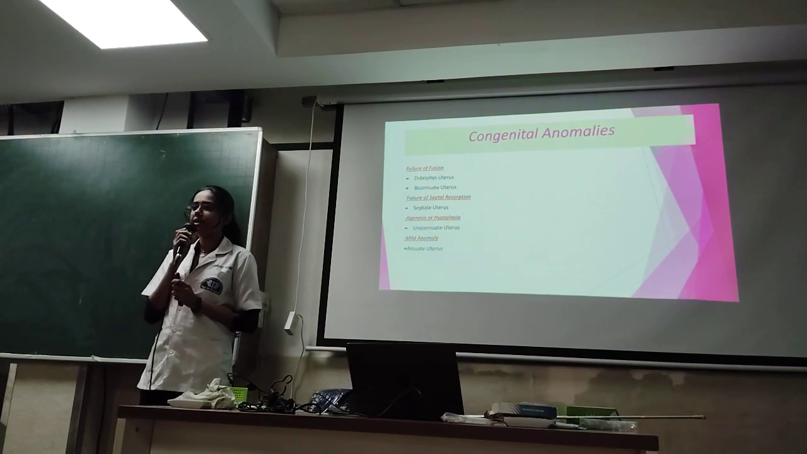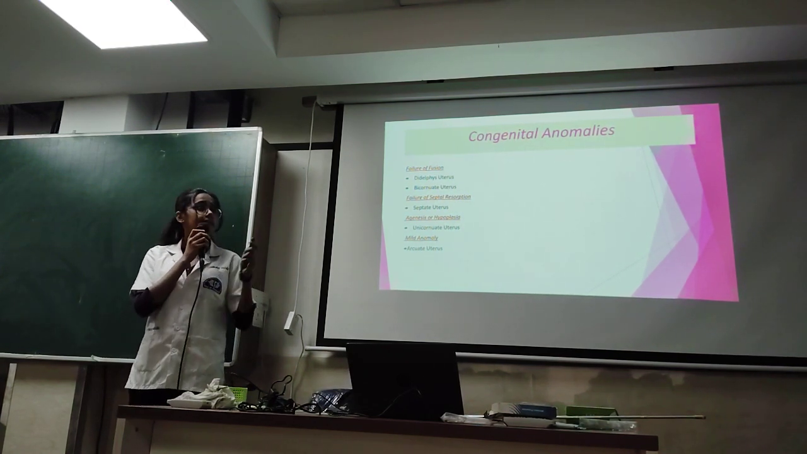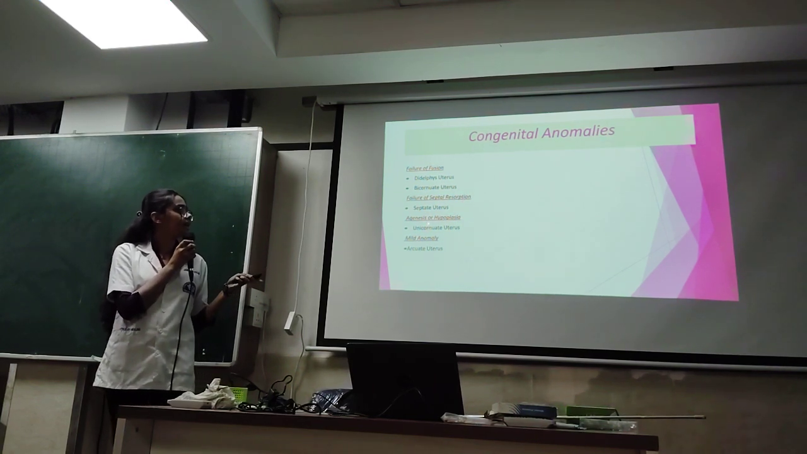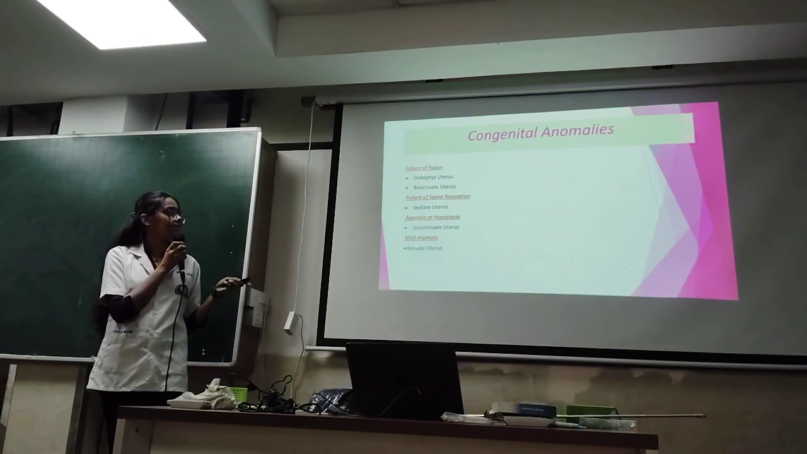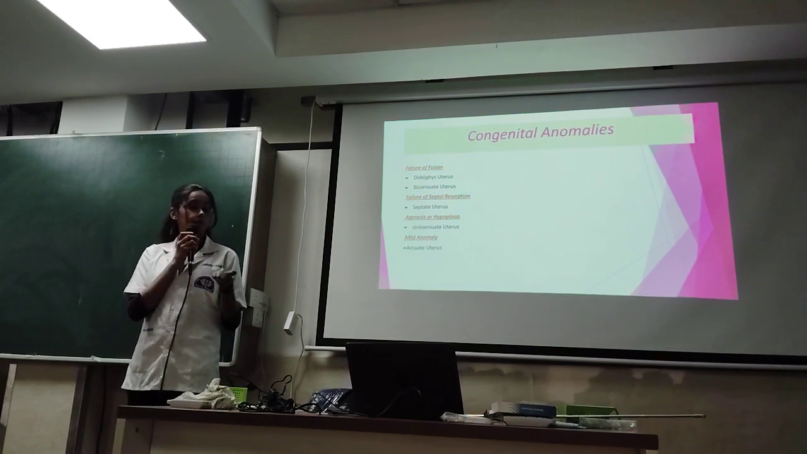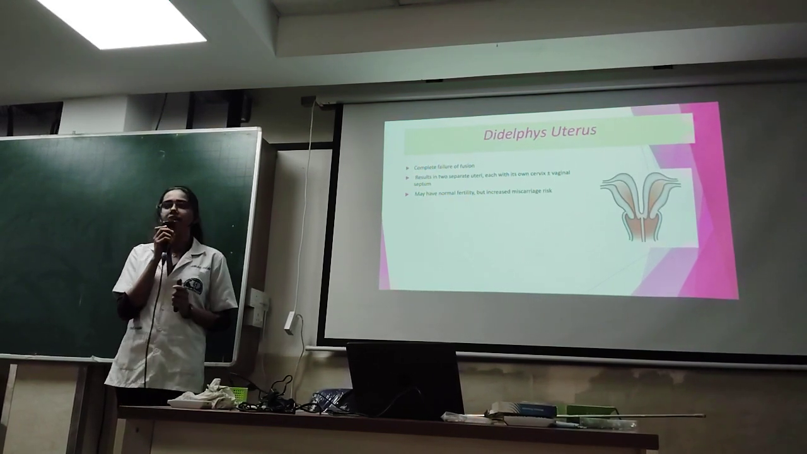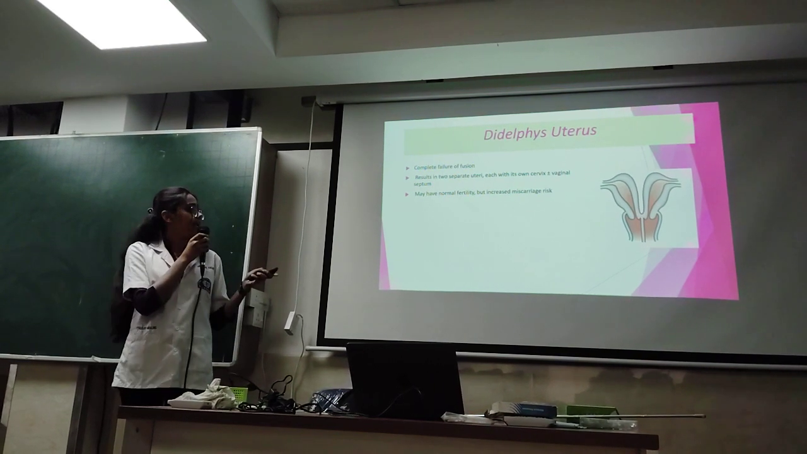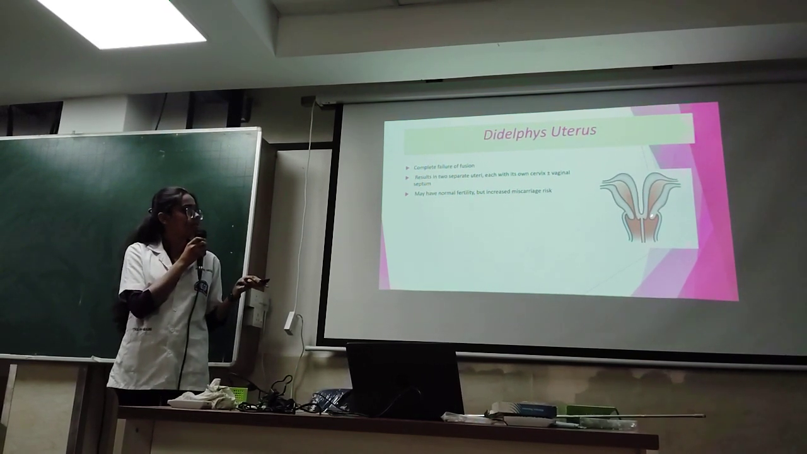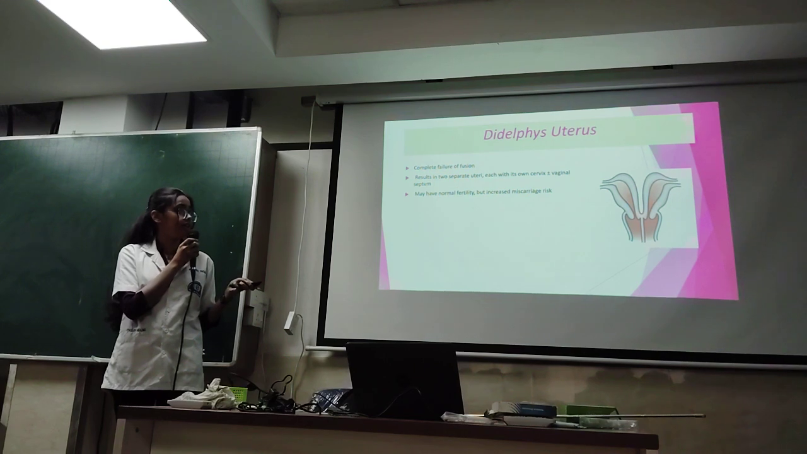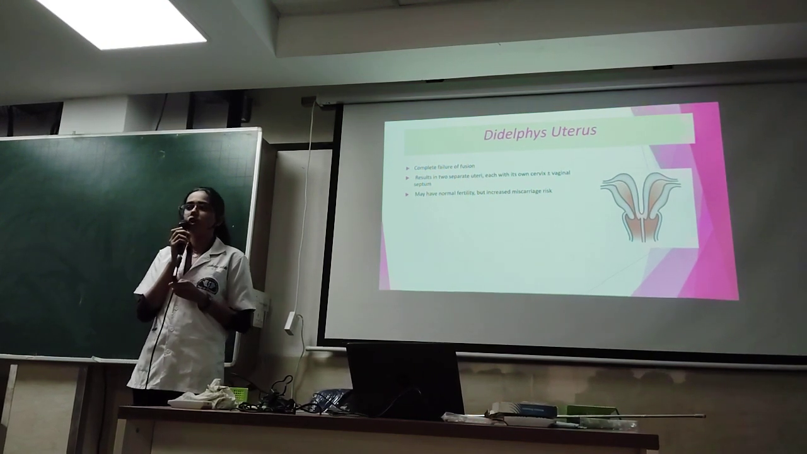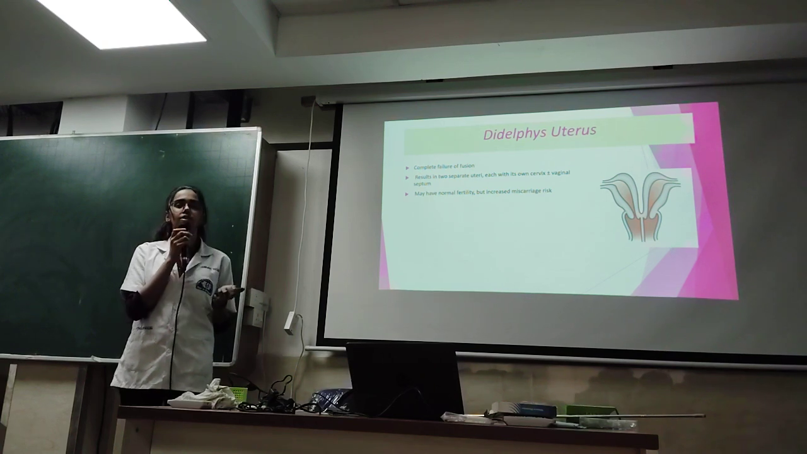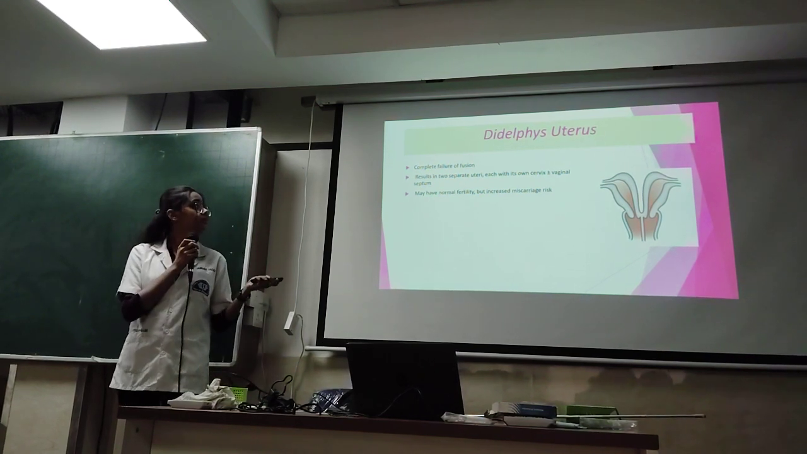Talking about the congenital anomalies, we can classify them into a few types: failure of fusion, failure of septal resorption, agenesis, and mild anomaly. Let's discuss each one in detail. The didelphys uterus takes place in the absence of fusion and gives rise to 2 separate uterus, 2 separate cervix, and 2 separate vagina. The fertility may be normal, but there are high rates of miscarriage. This is known as the didelphys uterus.